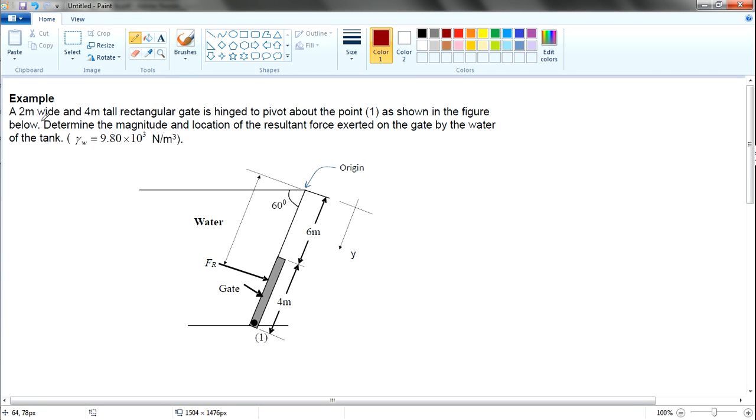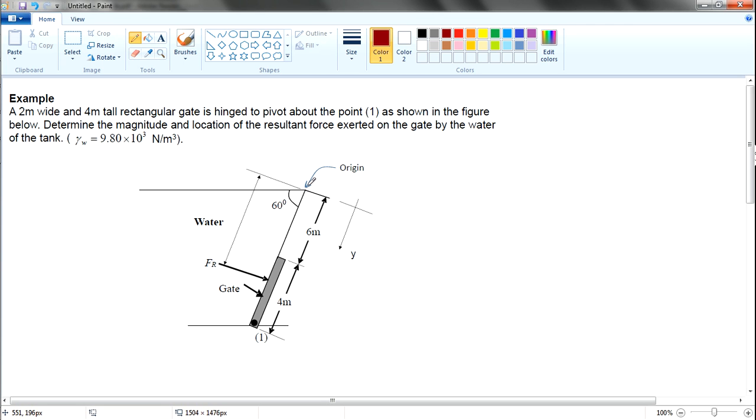So we have a 2 meter wide, 4 meter tall rectangular gate, and it's hinged to pivot about point 1. So this is hinged on point 1. Maybe it's the seabed itself. As shown in the figure below, determine the magnitude and location of the resultant force. So we are trying to find the resultant force and the perpendicular distance from the origin.